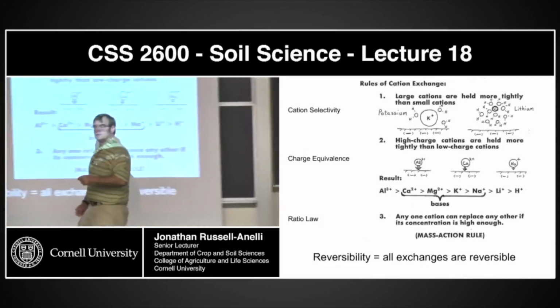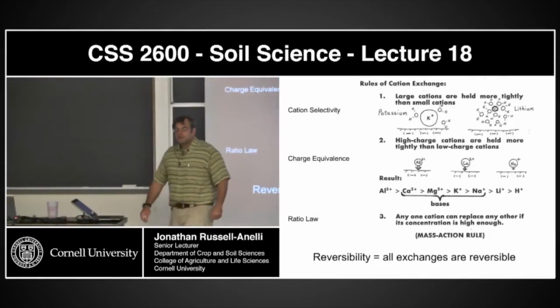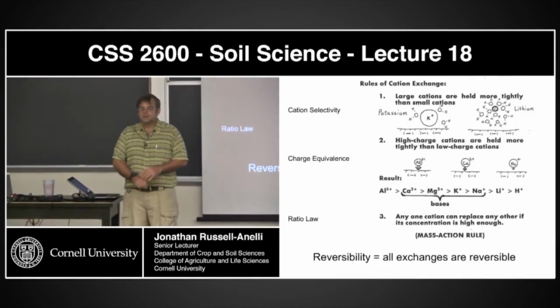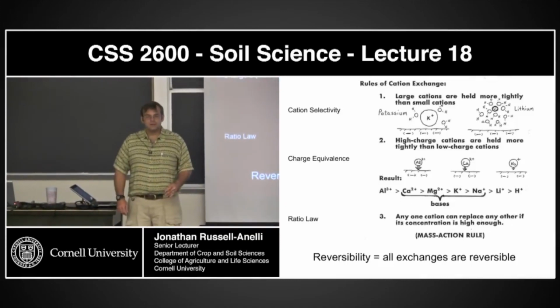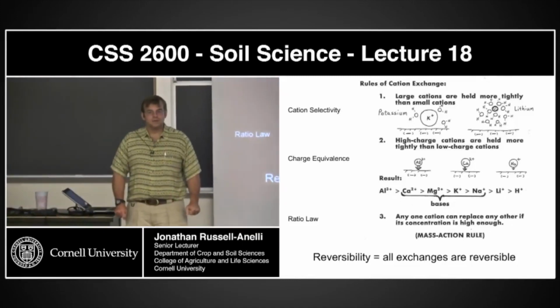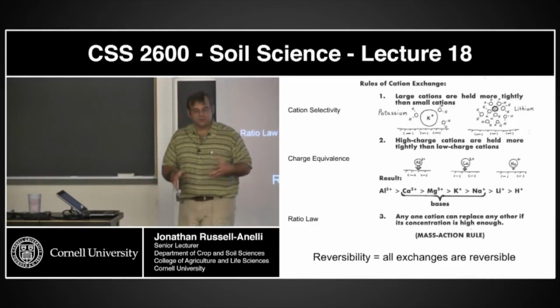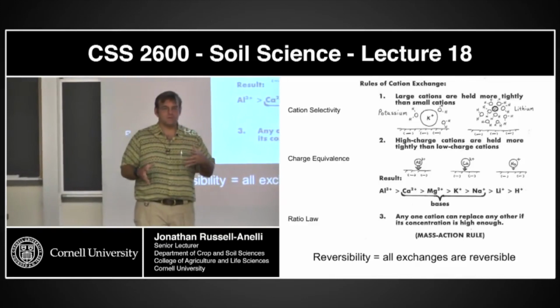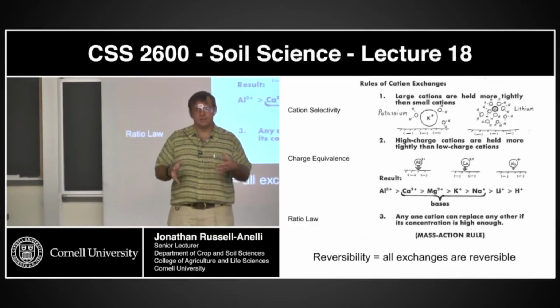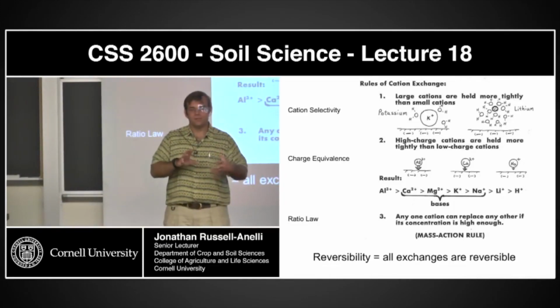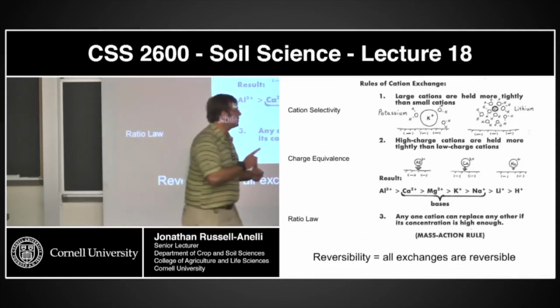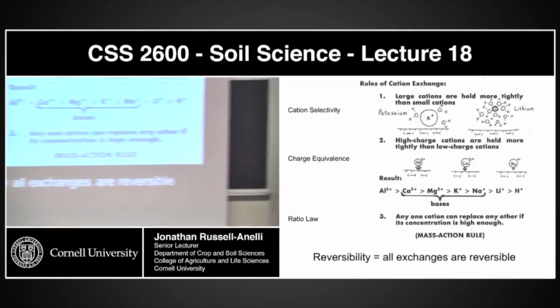So since some ions are held tighter, is there sort of like an eventual equilibrium that happens at all? That's a good question. So the question is, if some of these ions are held more tightly than others, do I in fact ultimately reach an equilibrium? And as long as I don't change, so let's go back to this drawing.